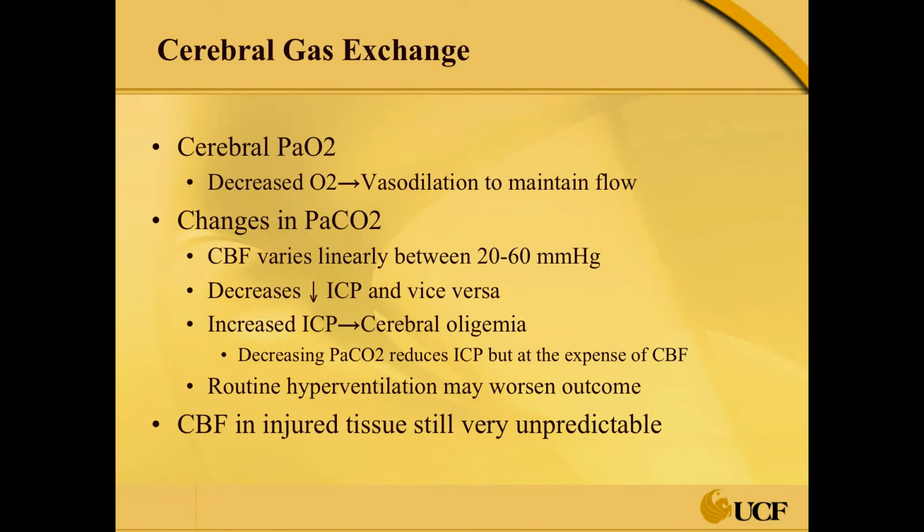So it's almost like you're reducing the ICP, but you're also reducing vital blood flow and oxygen delivery to the neuronal tissue. Routine hyperventilation, like we said, really it's not done too much anymore. It's a last-ditch effort, and there's actually some data that shows it can worsen outcomes. Cerebral blood flow in injured tissue is still very unpredictable. So unfortunately, even though we know some of the things that are associated with it, it is very unpredictable.